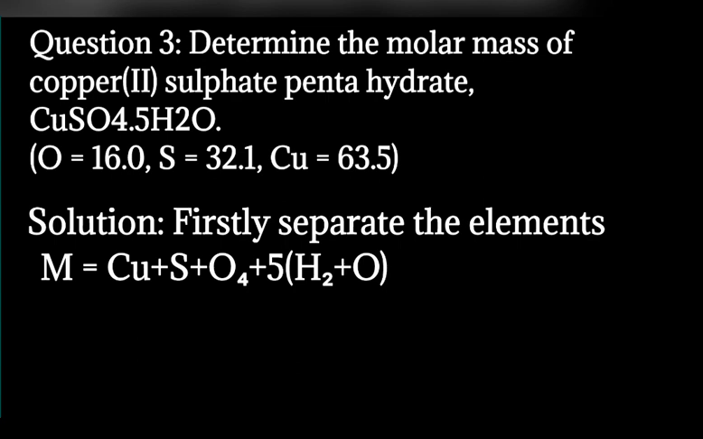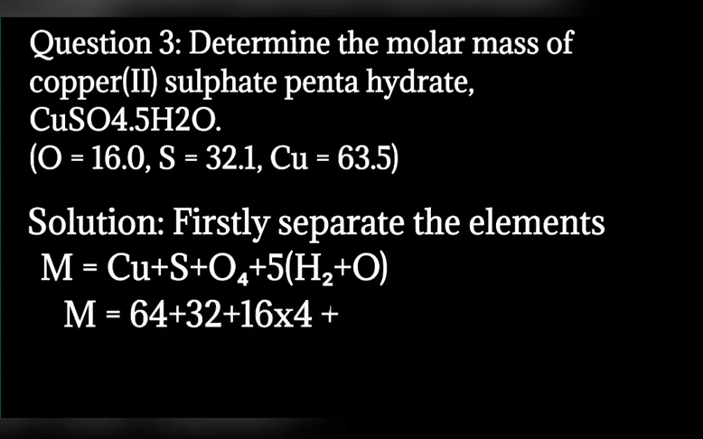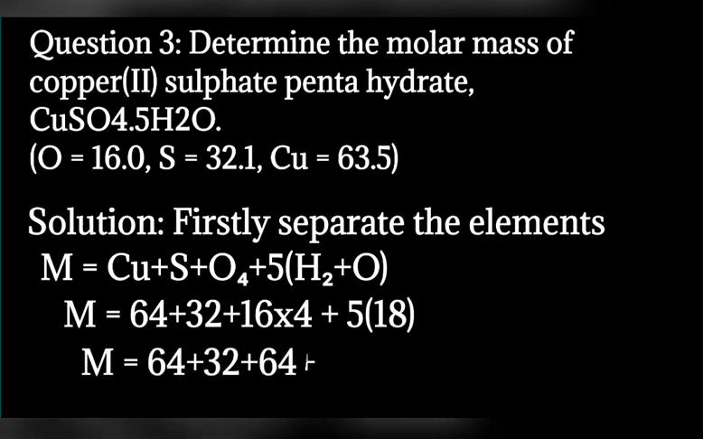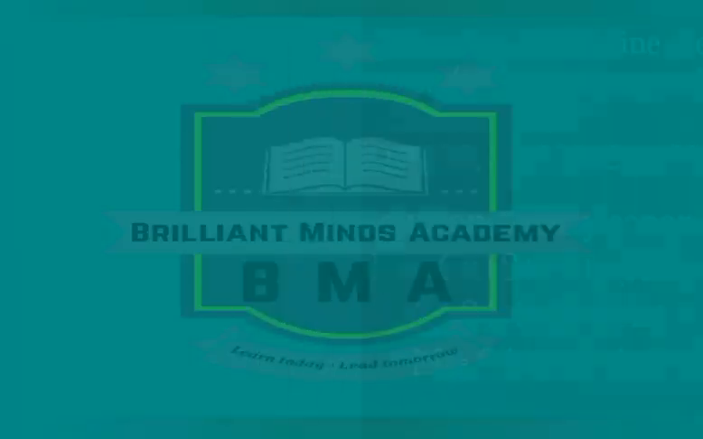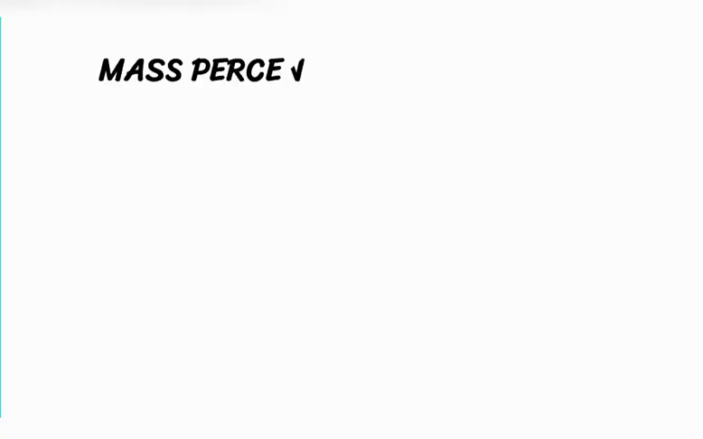Now when you separate it, H2O is 18. So just multiply it by 5, you are going to get 90. Then you multiply the subscript of oxygen by 16. Addition of everything will give you 64 plus 32 plus 64 plus 90. I hope you understand how those figures are gotten. So when you sum it up, you are going to get 250 grams per mole to be the molar mass of copper(II) sulfate pentahydrate.